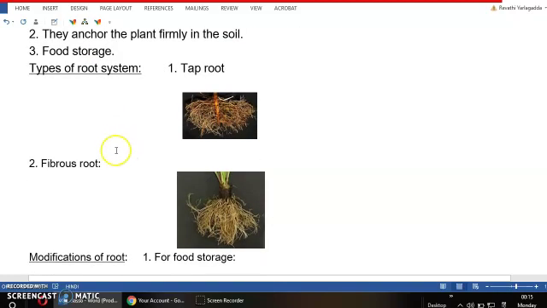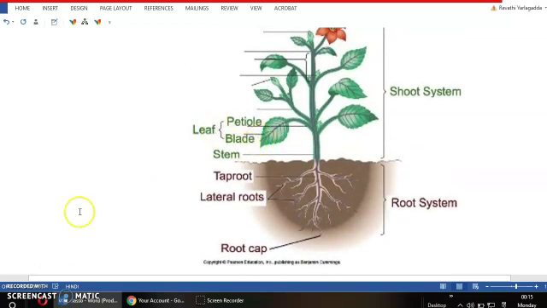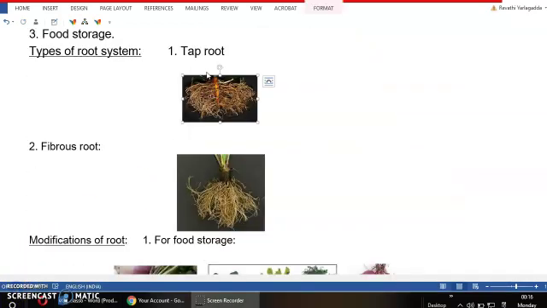If we see the types of roots, roots are broadly classified into two types. One is a taproot and the second one is a fibrous root. This also we have already studied in our previous classes. Taproot and fibrous root. First we'll come to the taproot. Two types of roots are there, we have already seen.